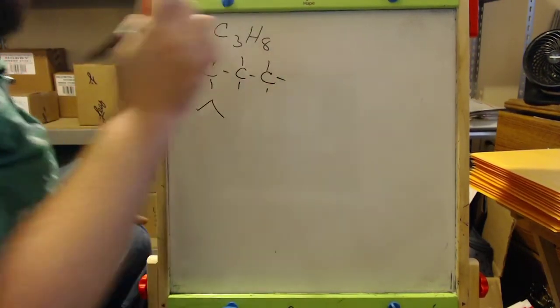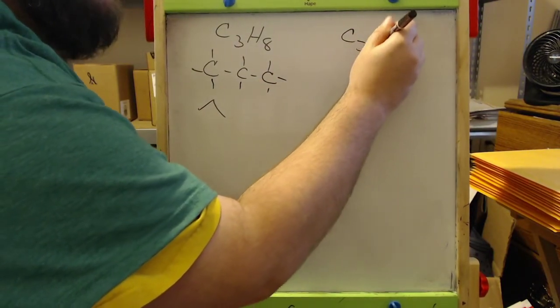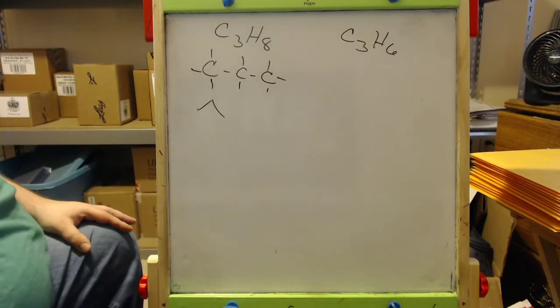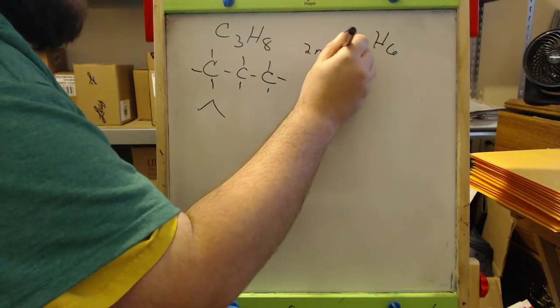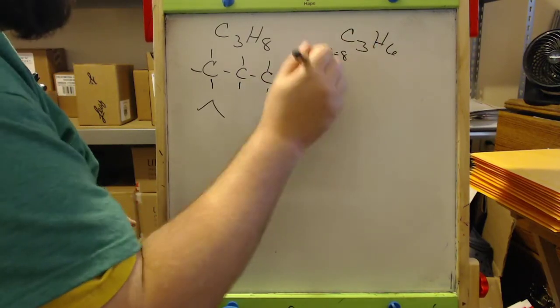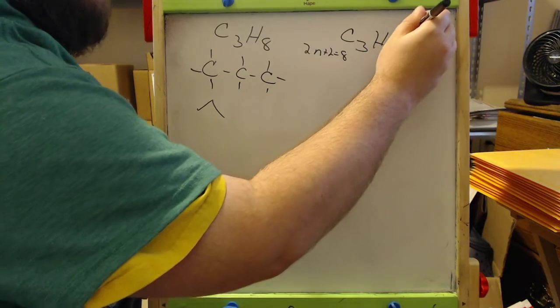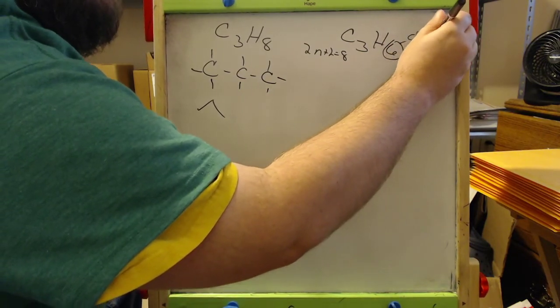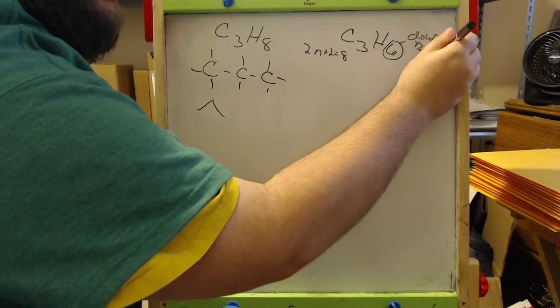Okay, what if I gave you this instead, though? C3H6. Well, my 2N plus 2 rule should mean I have 8 hydrogens. I'm taking 2 away. I only have 6. What this 6 indicates is either I have a double bond or I am cyclic.